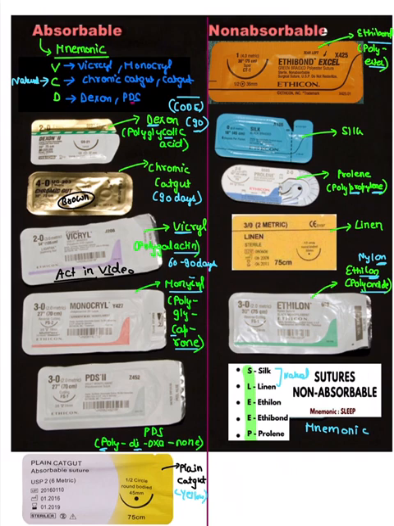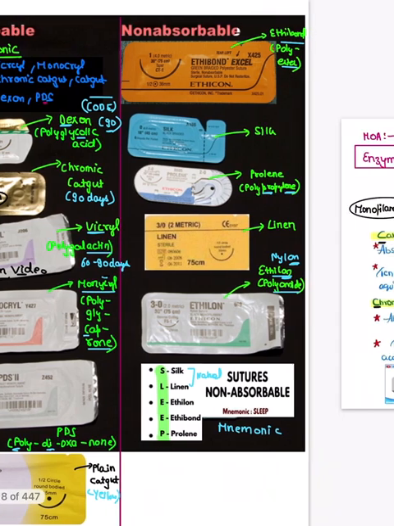Now if someone asks you about Prolene, think about whether it comes under absorbable versus non-absorbable. So someone has asked you Prolene. Prolene will come under the non-absorbable category, and this is synthetic. Hence this is a synthetic non-absorbable suture.